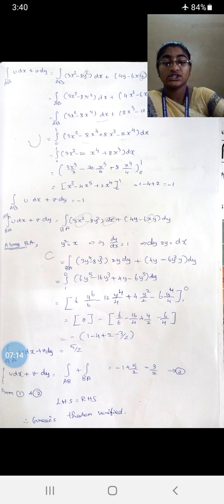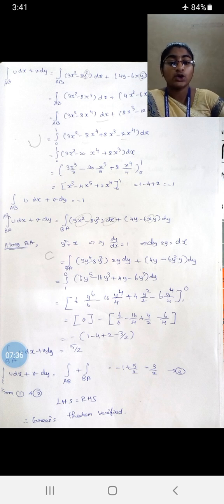So integration of y power 5 is nothing but y power 6 by 6, y cube is y power 4 by 4, y is y square by 2, again y cube is y power 4 by 4, with the limit 1 to 0, because this is going along BA. So BA means we have to substitute the limit as 0 to 1. When we substitute the upper limit we get 0 minus lower limit is 1. So 6 by 6 minus 16 by 4 plus 4 by 2 minus 6 by 4. When we solve this we get the value as 5 by 2.